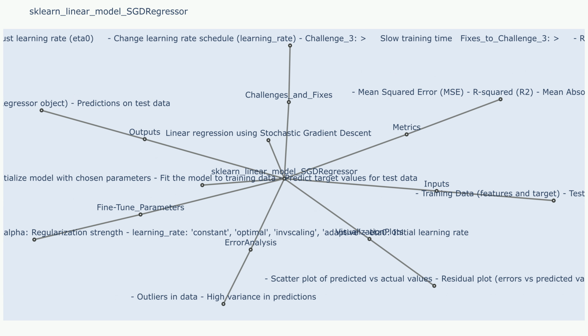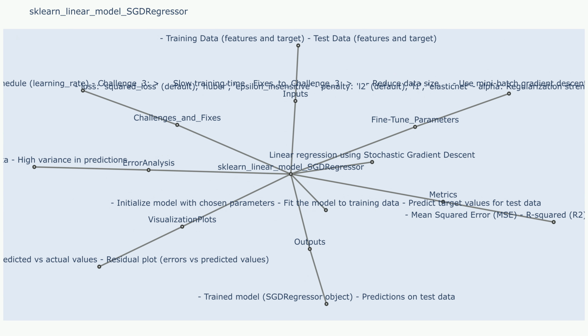Inputs: X. This is the input feature matrix, typically a NumPy array or pandas data frame. Each row represents a data point, and each column represents a feature. Y. This is the target variable, which represents the values to be predicted by the model. It can be a NumPy array or pandas series.